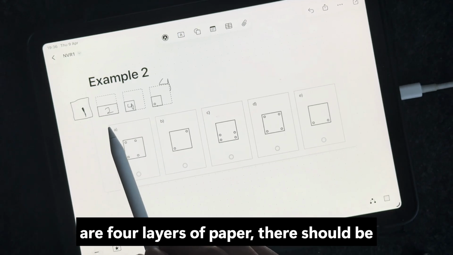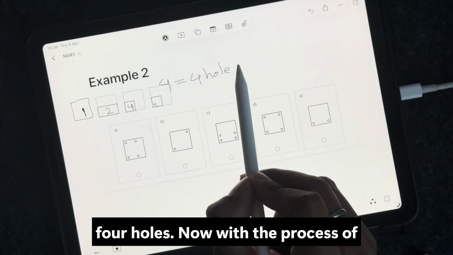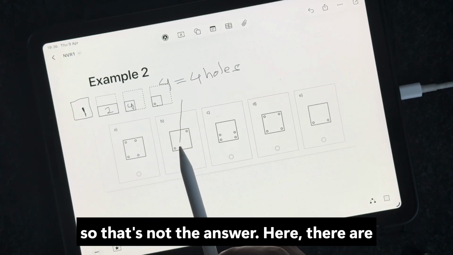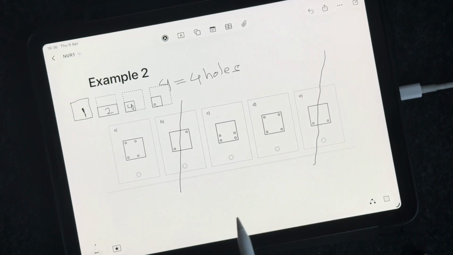So since there are 4 layers of paper, there should be 4 holes. Now, with the process of elimination, you eliminate all the wrong options. Here, there are only 2 holes, so that's not the answer. Here, there are only 2 holes, that's not the answer, right?